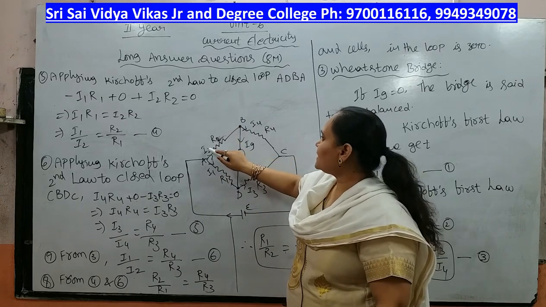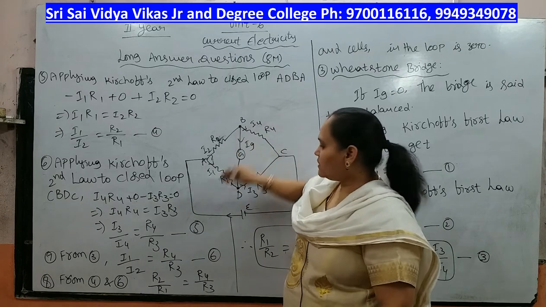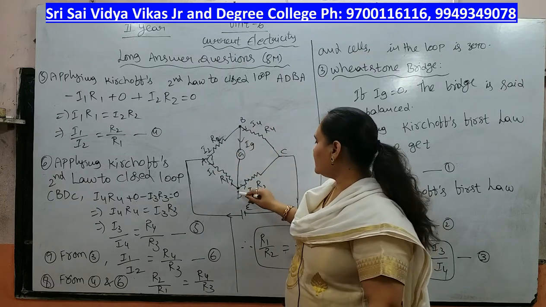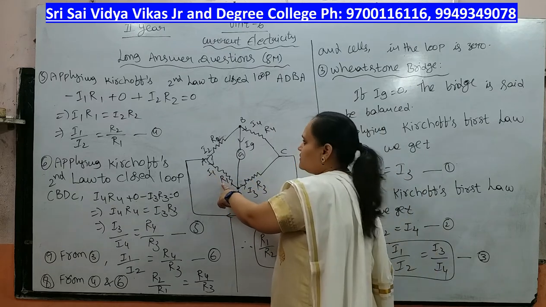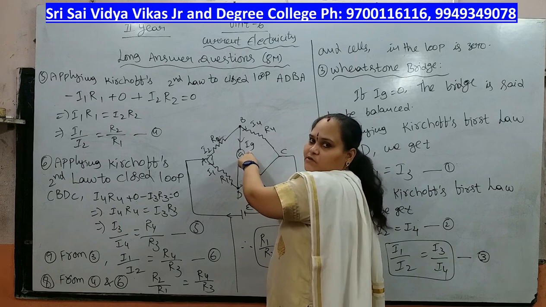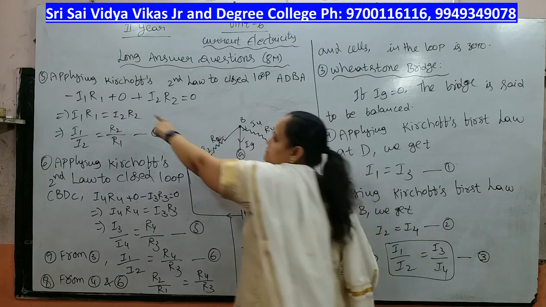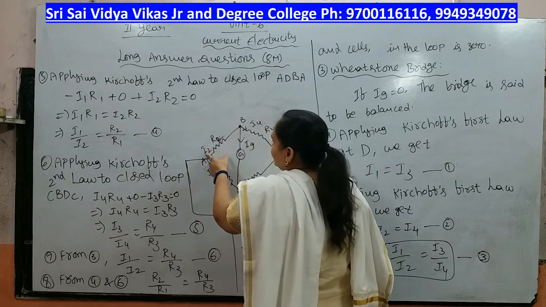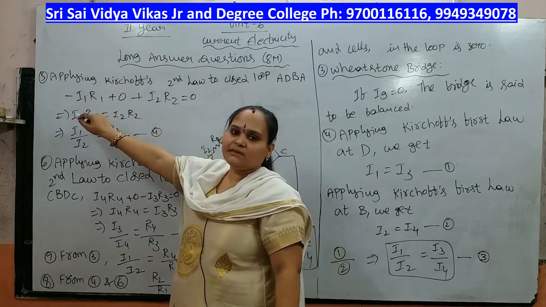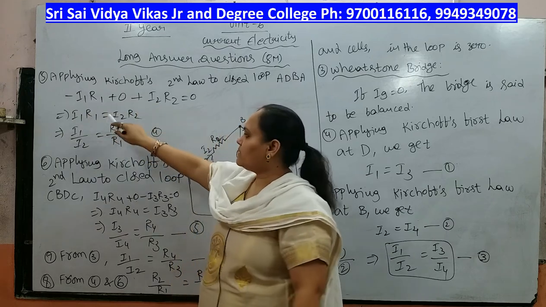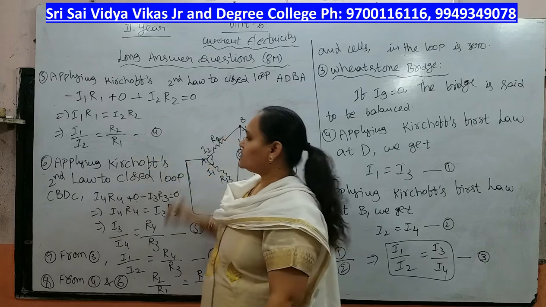In this loop, we have I1 R1, and the current I2 is upward, this one is downward, so minus I1 R1 plus I_g R_g, and I_g equal to 0, so this term becomes 0. And next, I2 R2 equal to 0. So minus I1 R1 plus I2 R2 equal to 0, that is I1 R1 equal to I2 R2. From this, I1 by I2 will be equal to R2 by R1. This is equation number 4.